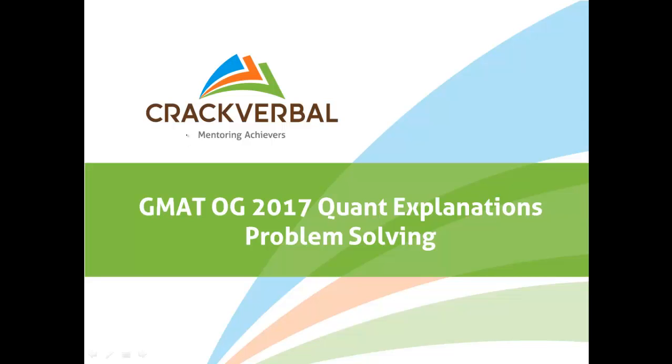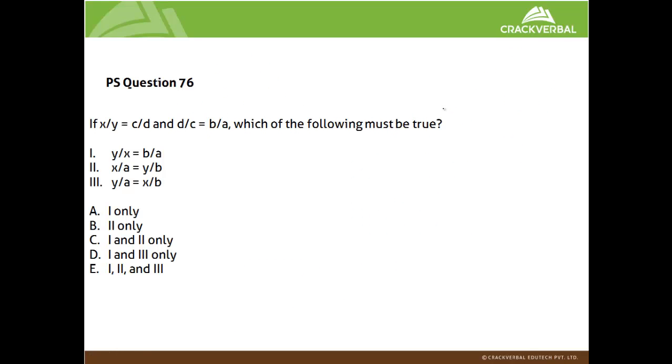Hi, in this video, we'll be discussing GMAT Official Guide 2017 edition Quant Problem Solving question number 76. Let's have a look at this question. The question says, if x by y is equal to c by d and d by c is equal to b by a, which of the following must be true? So this is a must-be type of question.